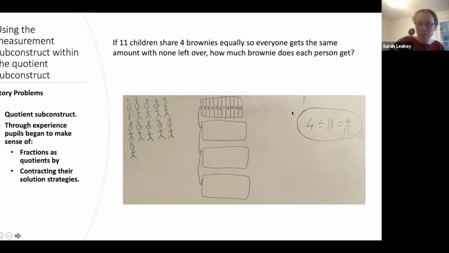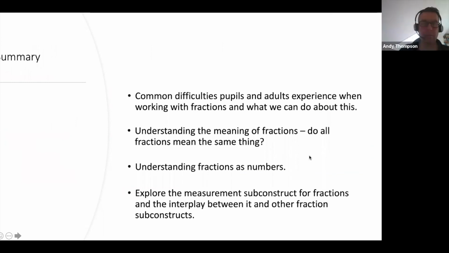So don't be tempted just to force feed them this and rush to that point. Just as a summary of what we've looked at: common difficulties that pupils might have, as well as adults, in terms of their experience with working with fractions, and what we can do about this. We've started to understand the meaning of fractions and whether they all mean the same thing or whether they represent different things in different situations.